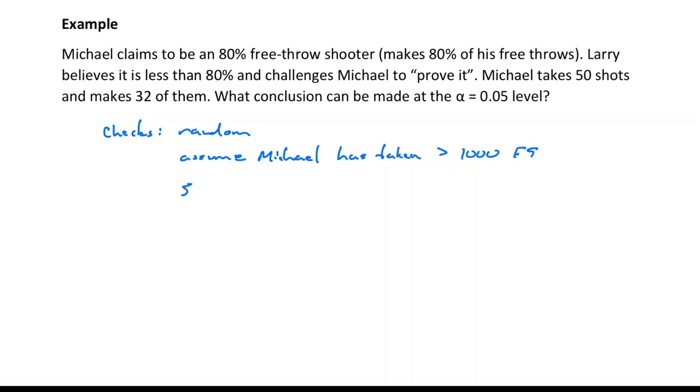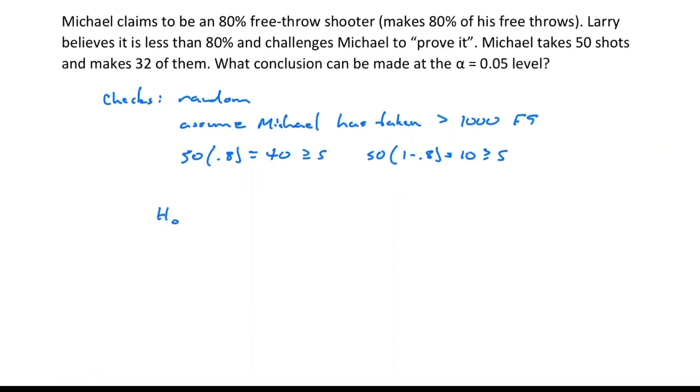And then we want to make sure that 50 times 0.8 is greater than or equal to 5. It's equal to 40. So absolutely, that's greater than or equal to 5 or 10, whichever threshold you want to use. And then 50 times 1 minus 0.8 is equal to 10. And that is greater than or equal to 5, or again, 10 if you want to use that threshold. All right, our hypotheses: H sub 0, the proportion, is 0.8. And Larry is accusing Michael of being less than an 80% free throw shooter. Our alpha value is 0.05.